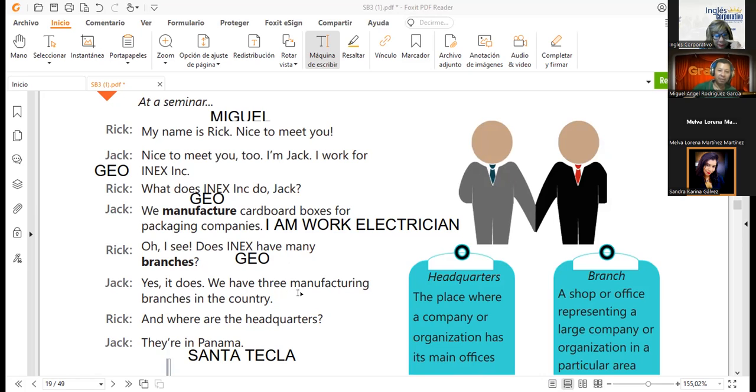We have their manufacturing branches in the country. And what are the headquarters? They're in Santa Tecla. Okay, don't stop.